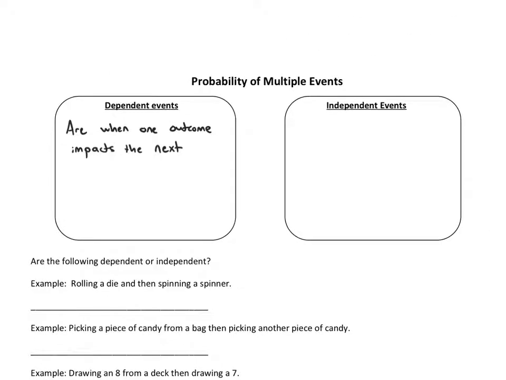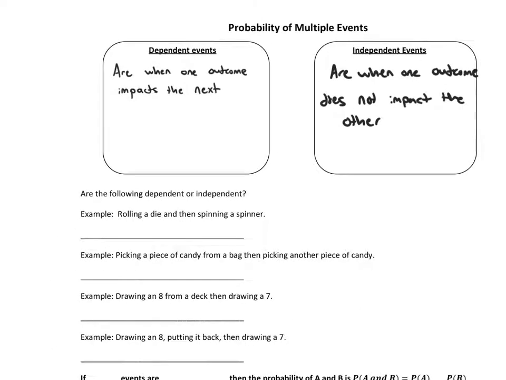Independent events are when one event or one outcome does not impact the other. And so we're going to go through and decide if the following are dependent or independent events. So example 1, rolling a dice and then spinning a spinner.